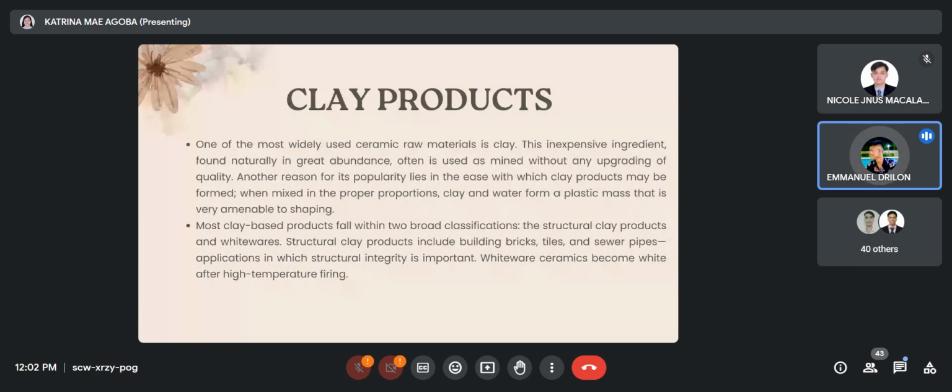Most clay-based products fall within two broad classifications: the structural clay products and whitewares. Structural clay products include building bricks, tiles, and sewer pipes, applications in which structural integrity is important. Whiteware ceramics become white after high temperature firing.